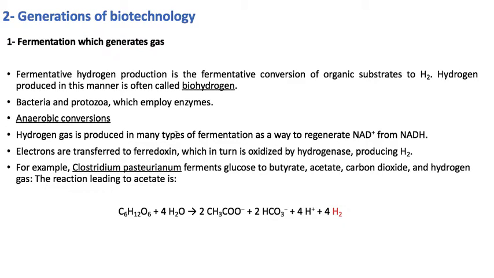Hydrogen gas is produced in many types of fermentation as a way to regenerate NAD+ from NADH. You know that when this regeneration gives us NAD+ from the reduction, we have energy in the process. The H+ that is released, with electrons, is transferred to ferredoxin, which is oxidized by hydrogenase, producing H2.